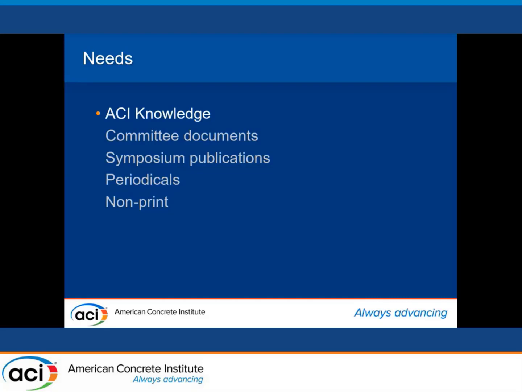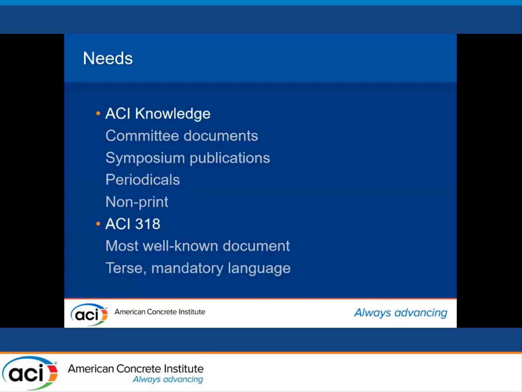Another thing we need to think about is that ACI 318, that document, is our most well-known product. It's head and shoulders above other documents in terms of sales, revenue. If you plot sales of various ACI documents, you have to take 318 off the chart, or you can't read what all the other documents are doing. It's definitely our most popular product, but it's also very terse, mandatory language. It's code language. It's the rules. It's not there to teach you about a topic.